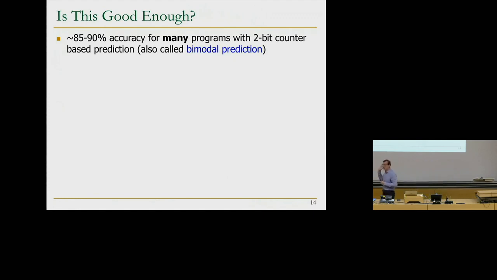It turns out in some programs this leads to 90% accuracy. It depends on the program. This is also called bimodal prediction, which is an unfortunate name. I don't know what that means. Anyway, I like 2-bit counter-based prediction.